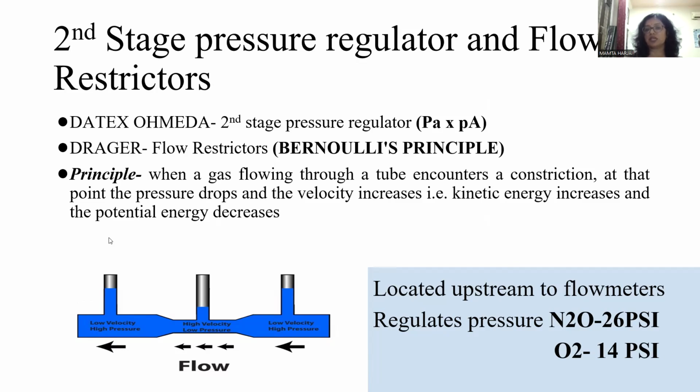That is, the kinetic energy is increasing and the potential energy is decreasing. So these second stage pressure regulators are located upstream to the flow meters, and they are basically decreasing the pressure of nitrous up to 26 psi and oxygen to 14 psi.